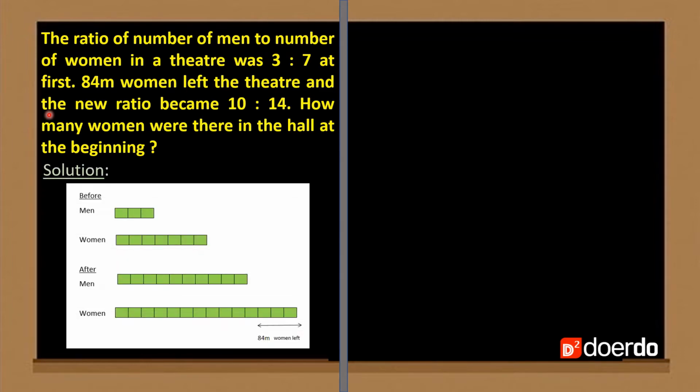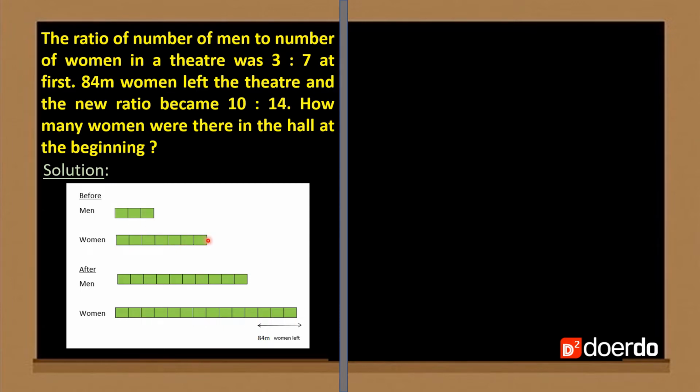The ratio of men to women, before 84 women left the theatre, is represented as a ratio, 3:7. And it is represented as units here. You can see, men is 3, therefore, 3 units. And women is 7 and thus 7 units.